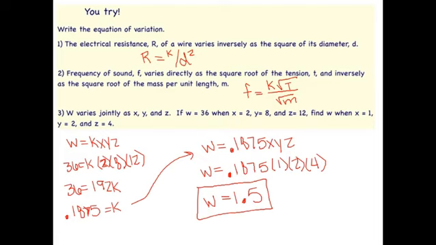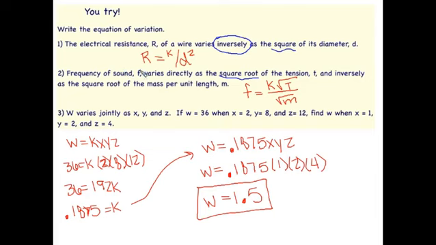Alright, let's check it out and see how you did. The electrical resistance R of a wire varies inversely, so we should be thinking about division whenever we see that, as the square of its diameter, D. So R is equal to the division of this constant of variation by the diameter squared. We can't forget those little key phrases there, the square or square root. It might say the cube. We gotta be careful with those.